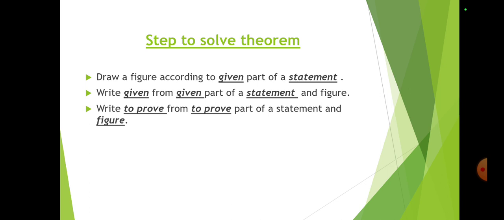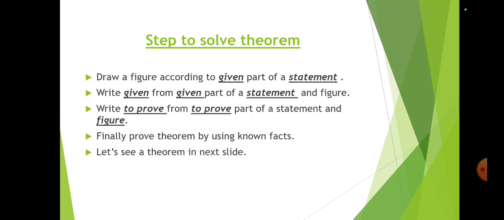Next is the to prove part. We are going to write the prove part, but when you are writing the prove part of a statement which contains some figures, you are going to write down the prove part of the statement in terms of the figure. Now the names are taken from the figure and some part is taken from the prove part. Next is to prove the theorem according to the facts you know.